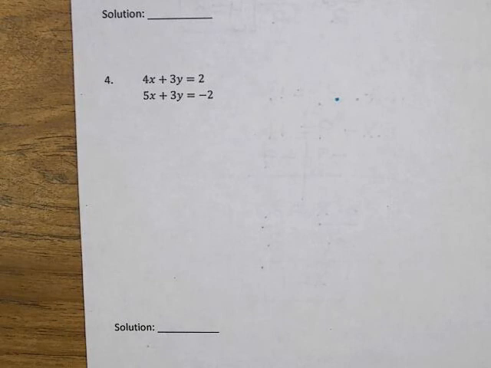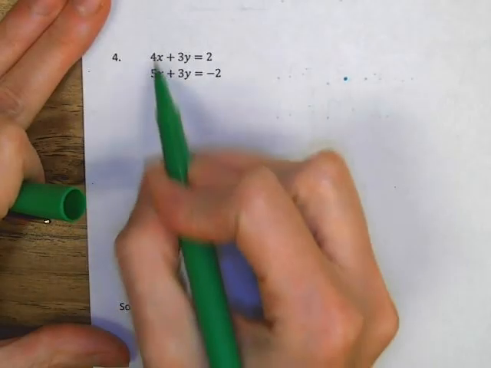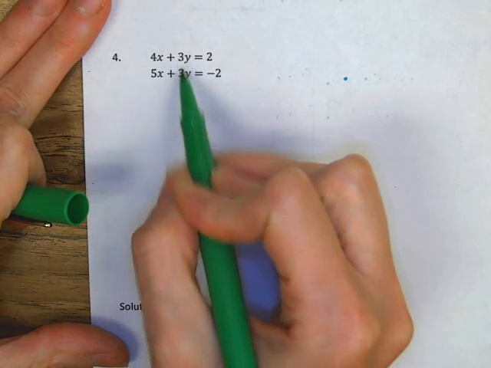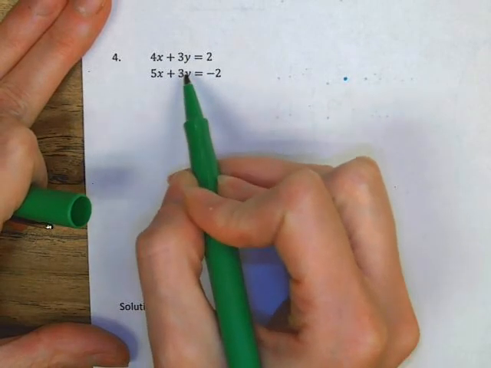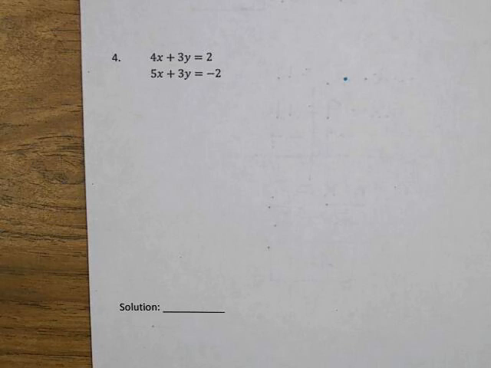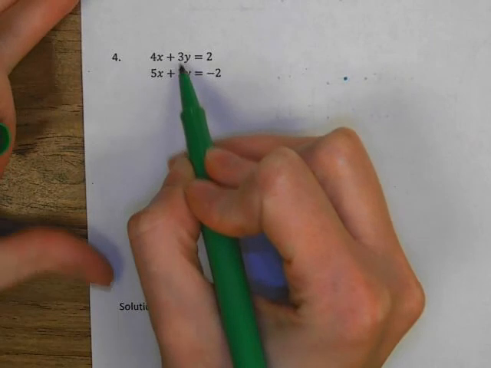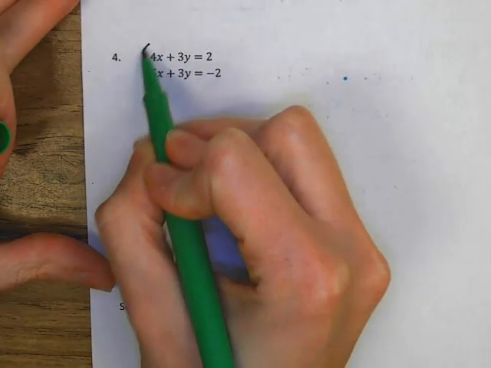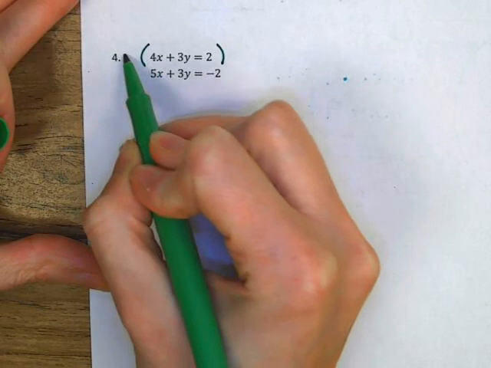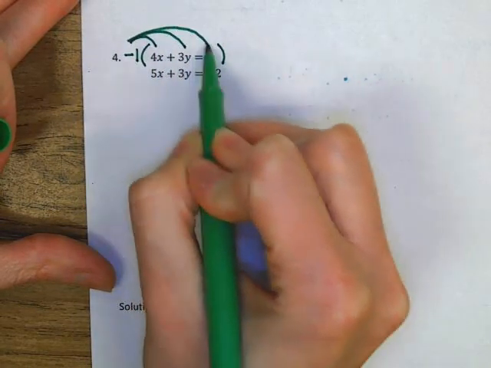Okay, so as you notice, there aren't any opposites. 4 and 5 are not opposite. 3 and 3 are close, but they're not opposite. And then these don't matter because they're not a variable. So what do you guys think? What could we multiply by to make one of the variables opposite? And I hope you guys are thinking, if we have a positive 3 and a positive 3, what if we multiplied one of them by negative 1 to make it negative 3 and positive 3?